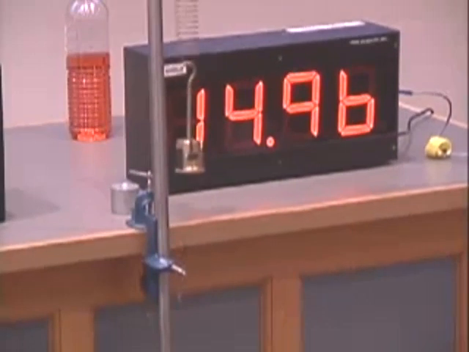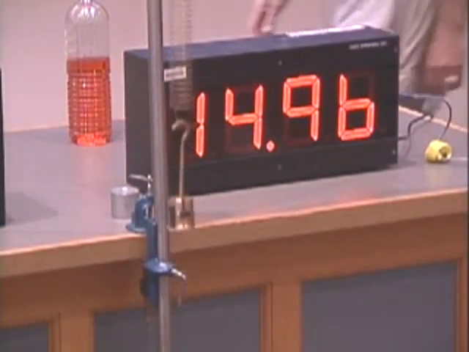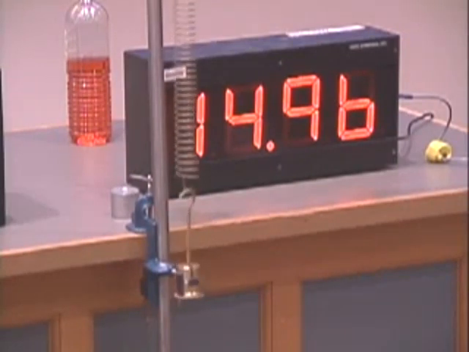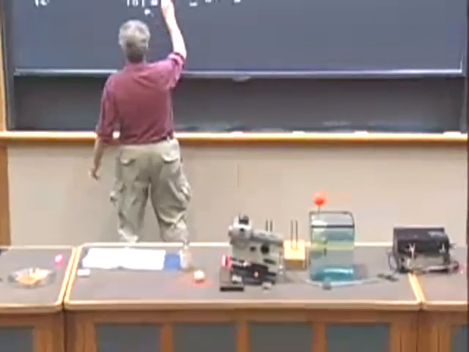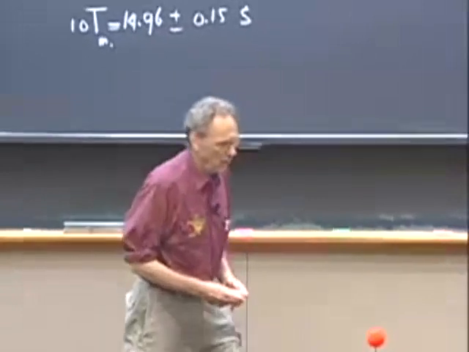1, 2, 3, 4, 5, 6, 7, 8, 9, 10. 14.96. So let's write this down. We have 14.96. If you want to see whether this is a good day or whether this is a bad day, I can measure it again.